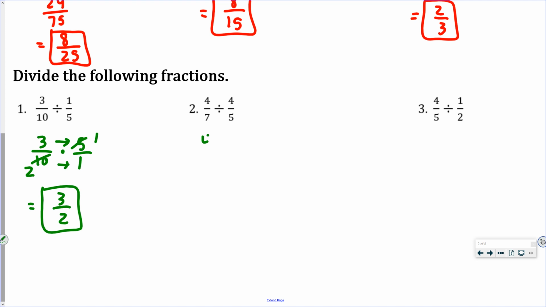Okay. For sevenths, keep, change, flip is the same. If I want to divide 4/5, it's times by 5/4. Here, I'm like, those 4s are common. That's the same as 5/7. Or 20 over 28, which reduces to 5/7.